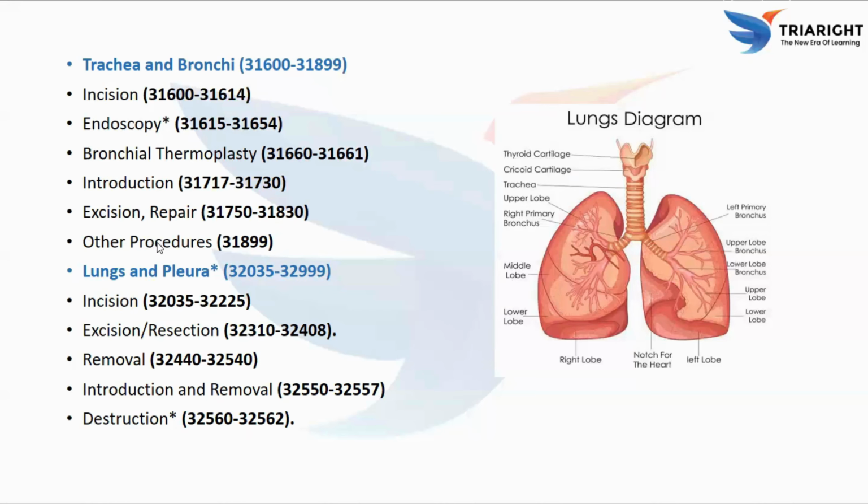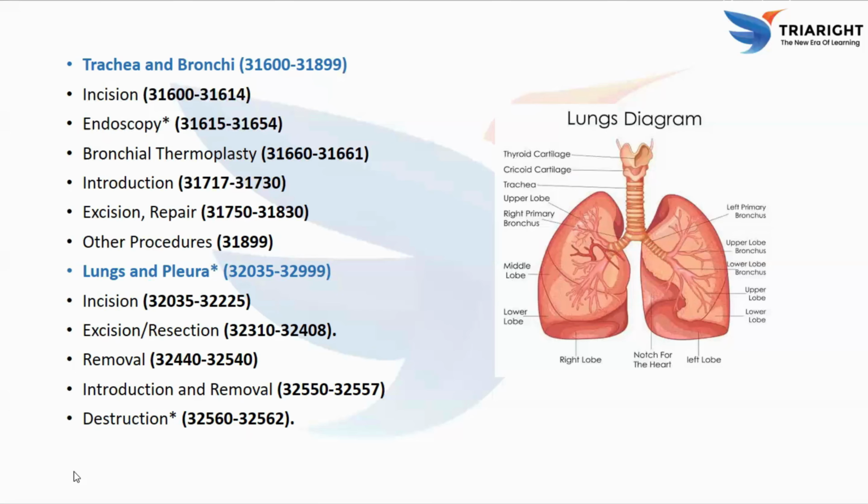And the next section is lungs and pleura. The code ranges are 32,035 to 32,399. Pleura is a double membrane layer which covers the lungs. And in the lungs we have upper lobe, middle lobe and lower lobe. These have extensive guidelines, so bundling and approach are very crucial in the lungs and pleura section. Coming to subsections, we have incision, excision or resection, removal, introduction and removal, as well as destruction.